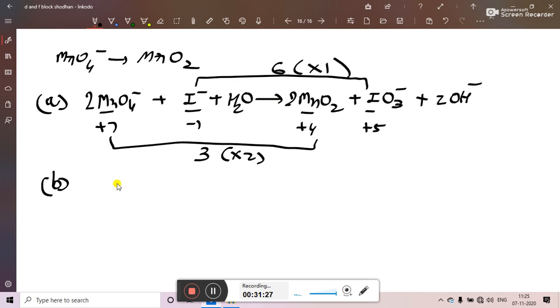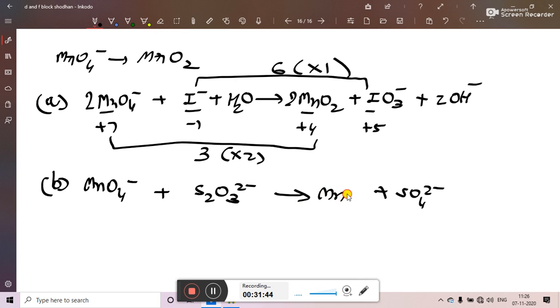Second is permanganate ion oxidizes thiosulfate ion, that is S2O3 2 minus ion, into sulfate ion, and it will itself undergo reduction to form MnO2. So here the charge of Mn is plus 7, the charge of sulfur in thiosulfate ion is plus 2, the charge of Mn in MnO2 is plus 4, and the charge of sulfur in sulfate is plus 6.